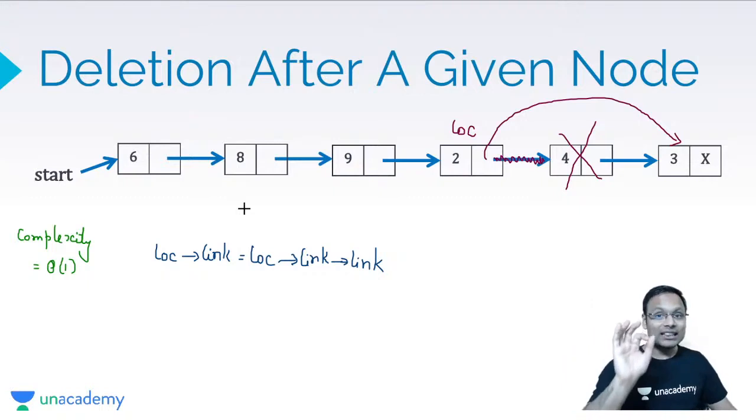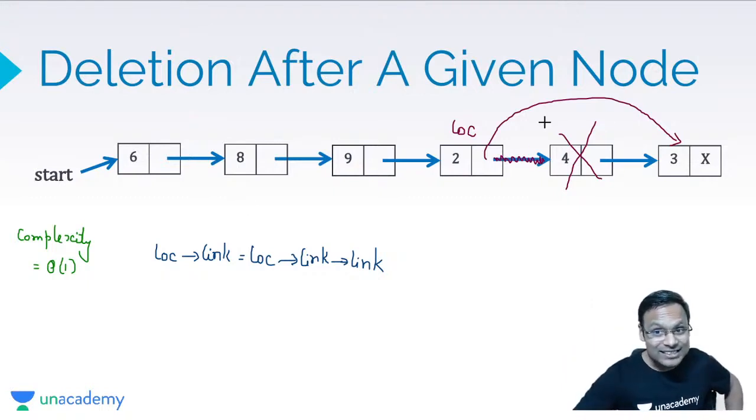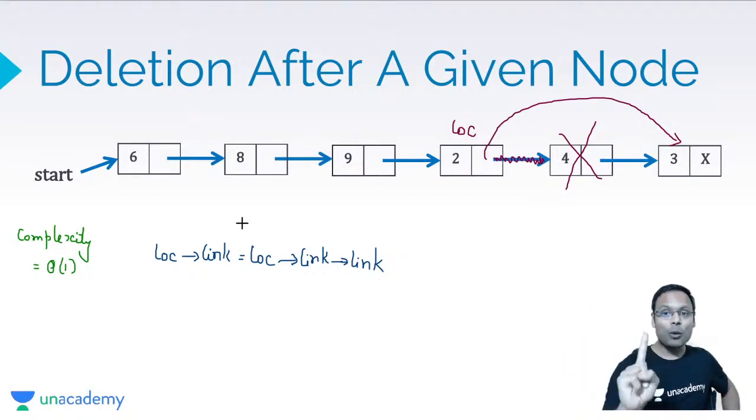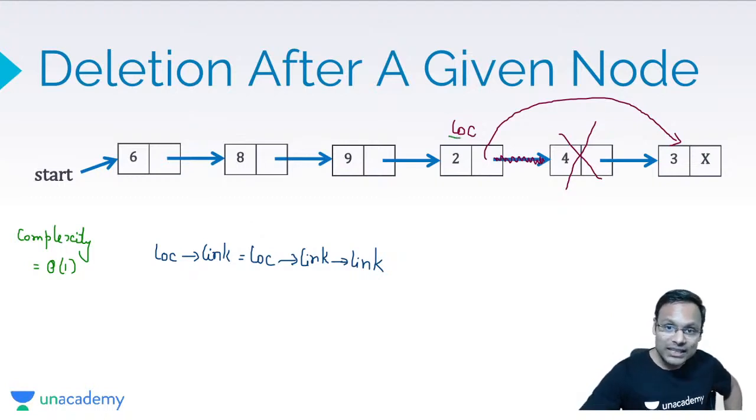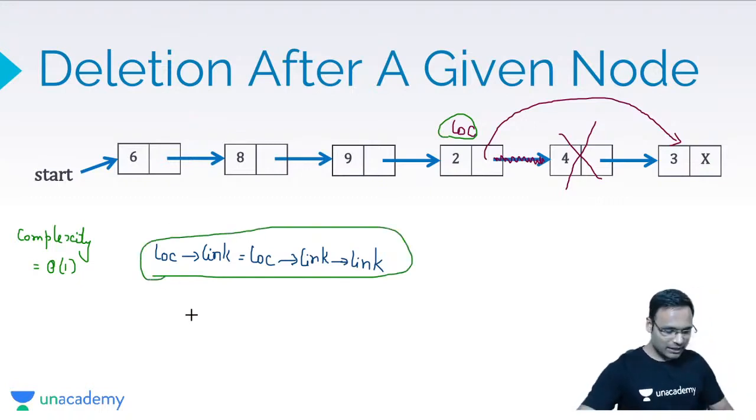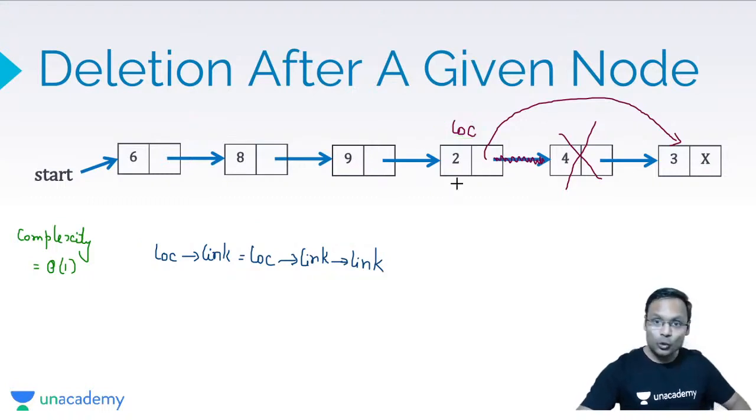But here in this particular case there is a catch, there is a boundary condition. If LOC is given as the last node, then what will we do? Can you do this? If LOC is given as the address of the last node, can you delete the next node of LOC? No, you can't.